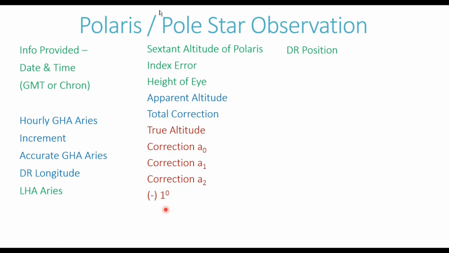So true altitude plus correction A0 plus correction A1 plus correction A2 minus 1 degree. If you look at the Polaris table, at the bottom of the table you will have this formula given. The table also mentions this formula: true altitude plus A0 plus A1 plus A2 minus 1 degree. And when you apply these corrections and subtract 1 degree as per the formula, you get the observed latitude. Observed latitude is obtained.